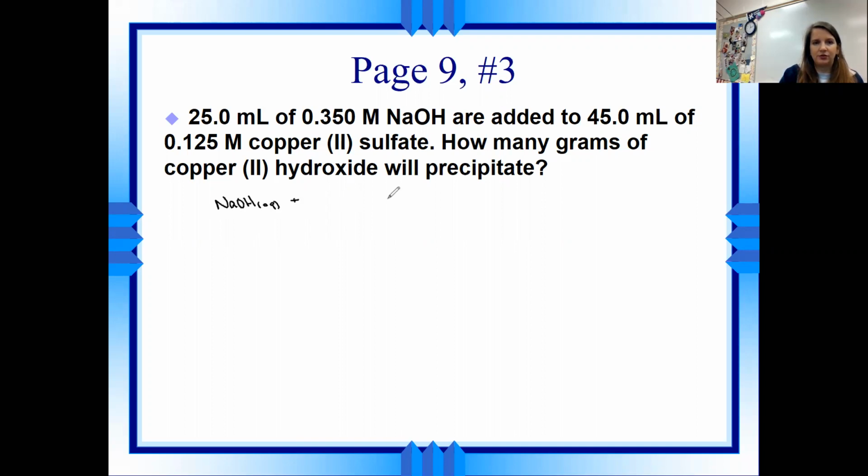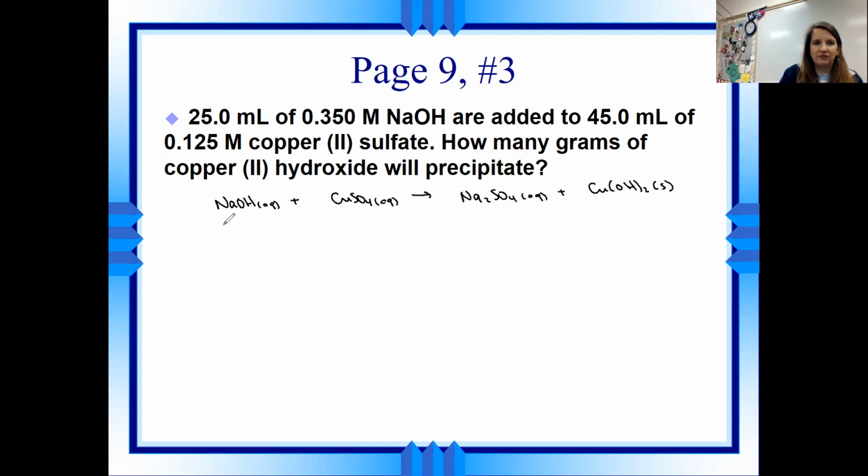So they're both solutions. This is aqueous as well. We had to predict the product, so we have sodium sulfate. Make sure you drop and swap. And we have copper hydroxide. Copper hydroxide is a solid, because hydroxides are usually solid. Sodium sulfate was aqueous because alkali metals are always aqueous.